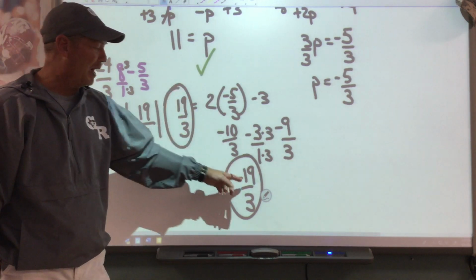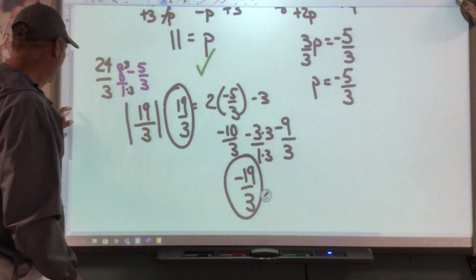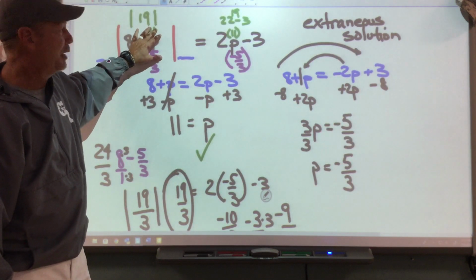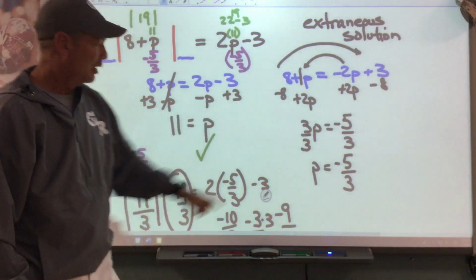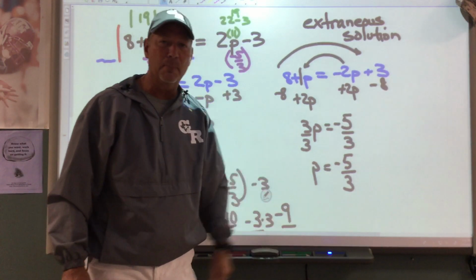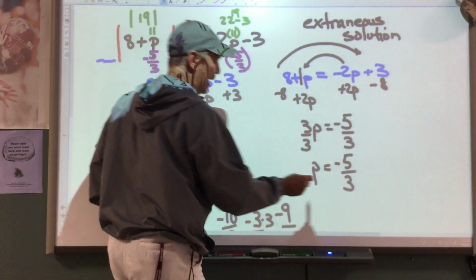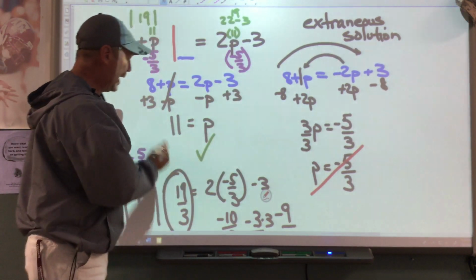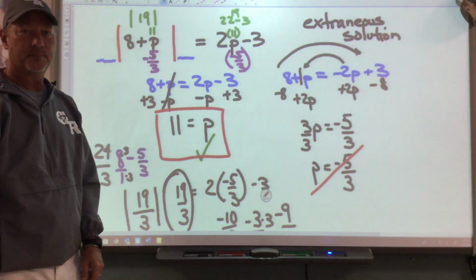Can my absolute value equal a negative number? This came out to be a positive 19 over 3, but this came out to be a negative 19 over 3. When I substituted that in, did it make a true statement? No. So you would cancel this out. This would be an extraneous solution, and my only good answer would be p equals 11.